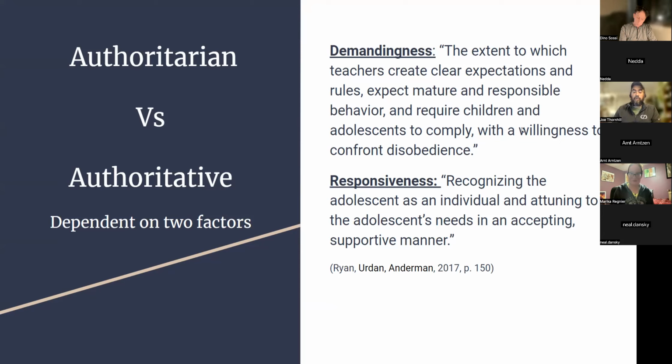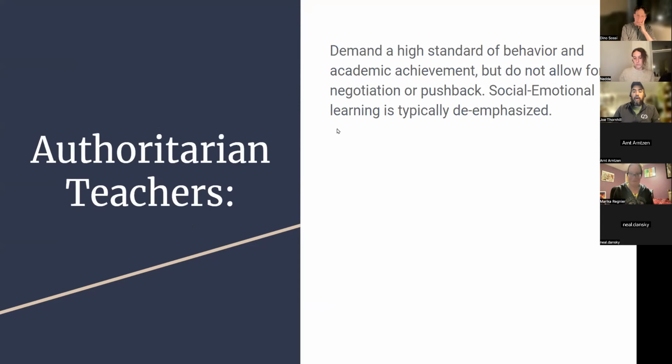The second factor involved in determining an authoritarian versus authoritative teaching style is responsiveness. And this is recognizing the adolescent as an individual and attuning to the adolescent's needs in an accepting and supporting manner. When these two things are combined, to the degree they are combined, you get authoritarian versus authoritative styles. An authoritarian teacher, which Ms. Campbell, I think, can be defined as, demands a high standard of behavior and academic achievement, but does not allow for negotiation or pushback. So social emotional learning is typically de-emphasized here. It's kind of straightforward: she yells a lot, demands a lot, but she doesn't really want to hear about any deviation from the plan.